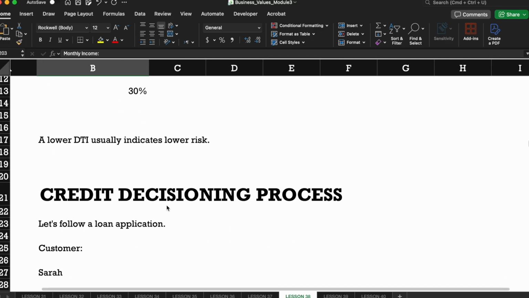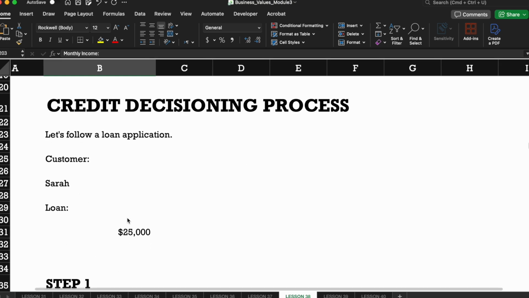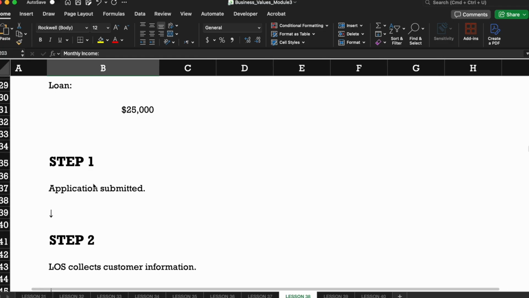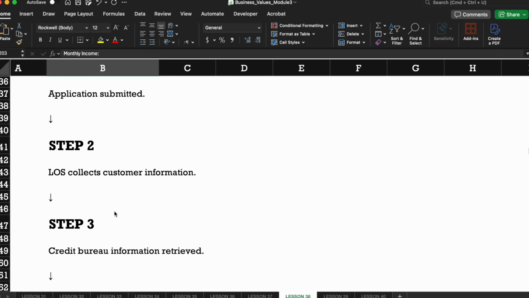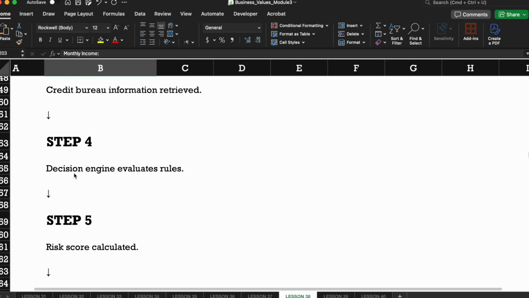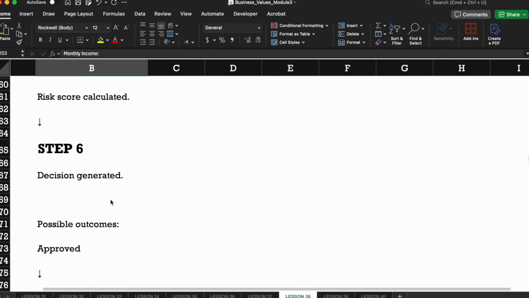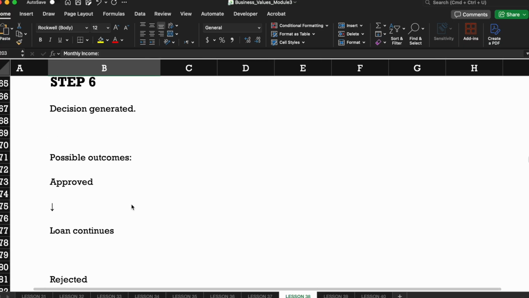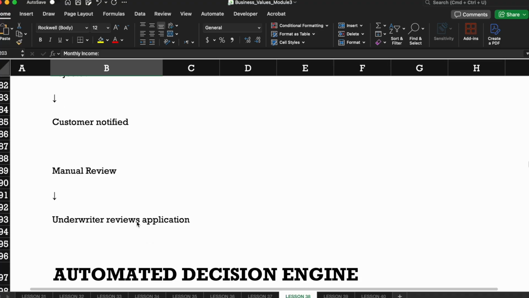Credit decision process. Let's follow a loan application. Customer Sarah requests a 25,000 loan. Step 1, application submitted. Step 2, collect customer information. Step 3, credit review information retrieved. Step 4, decision engine evaluates rules. Step 5, risk score calculated and decision generated. Possible outcomes: approved, loan continued; rejected, customer notified; or manual review, underwriter reviews the application.